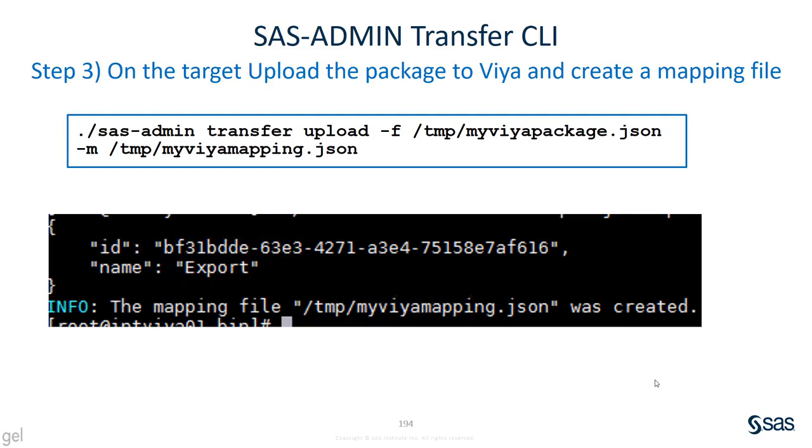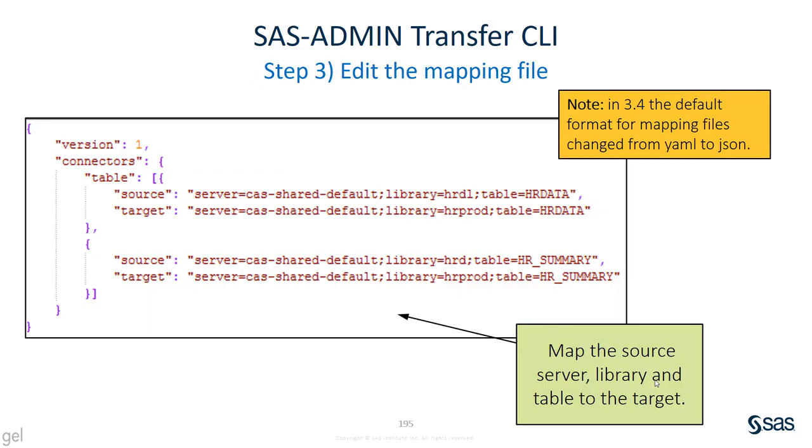So again, I get the ID of my package that I've uploaded. This is an example of the mapping file. So in 3.3, the mapping files were YAML, which, if you're familiar with the deployment of the software, YAML files are used with Ansible to do the deployment. But the only place you saw a YAML file after the software was deployed was here in the transfer service. Almost everything else is JSON, so they decided to standardize it. It's now JSON format by default, although you can still generate a YAML file for backward compatibility.